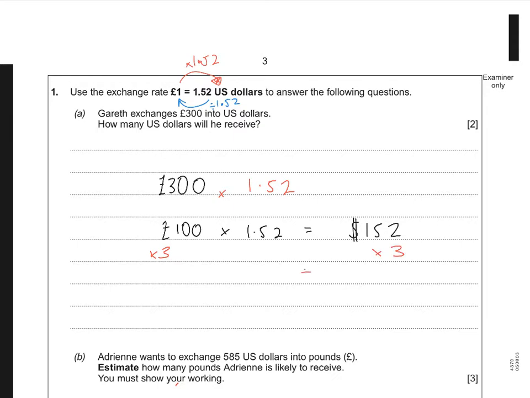And again, I don't know what that answer is, so I'm just going to set it up like this, and then I'm going to do 2 times by 3, and that's 6. Then I'm going to do 5 times by the 3, that's 15, so I write down the unit, which is a 5, and carry the 10. And then I'm going to do 1 times by 3, but then I'm going to add on this 1, so that gives me a total of 4. So my answer was $456.